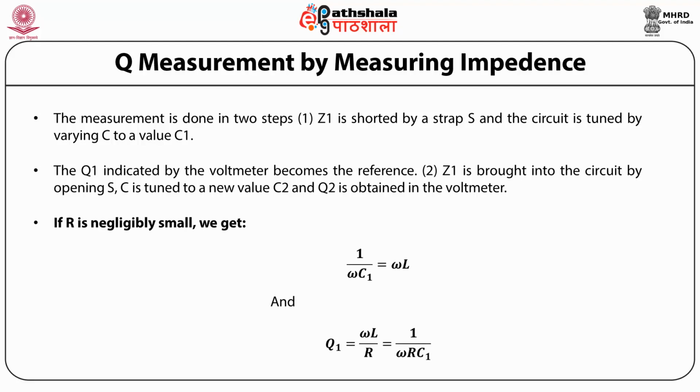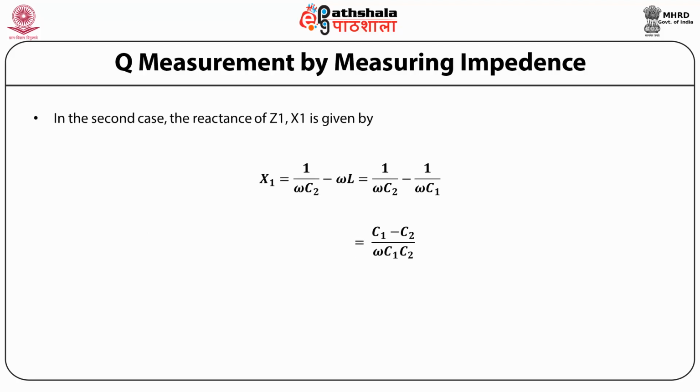If R is negligibly small, we get 1 by omega C1 is equal to omega L and Q1 is equal to omega L by R, which is equal to 1 by omega R C1. In the second case, the reactance of Z1, that is X1, is given by X1 is equal to 1 by omega C2 minus omega L, which can be written as 1 by omega C2 minus 1 by omega C1. So, the simplified expression for X1 becomes C1 minus C2 divided by omega C1 C2.